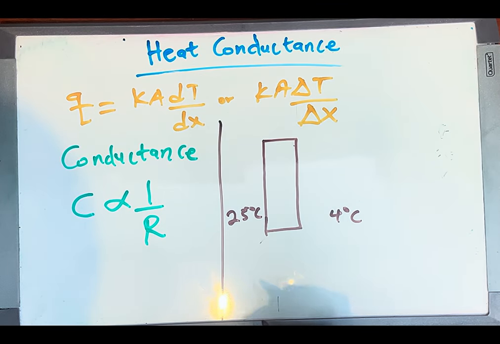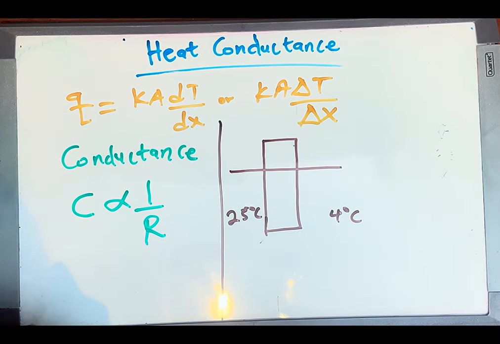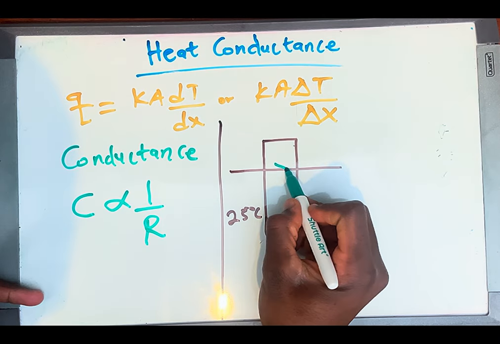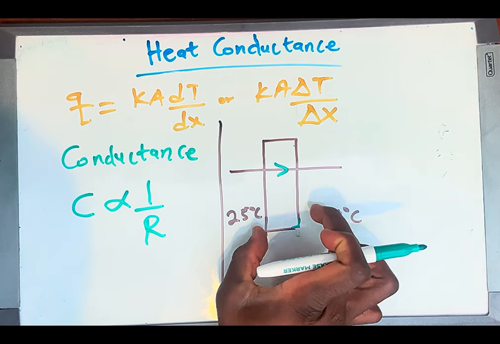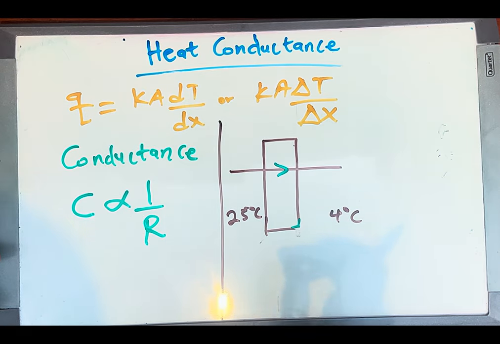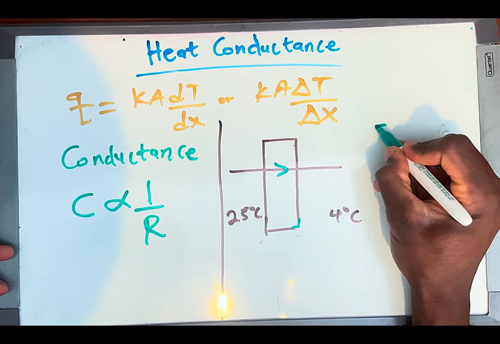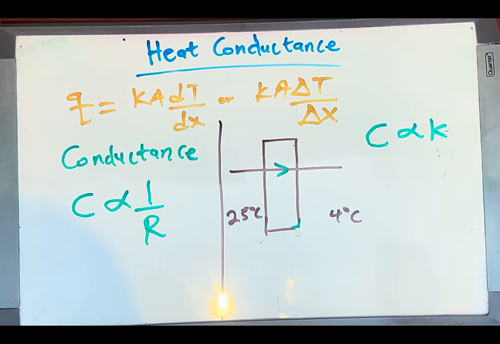Under normal circumstances, heat flows spontaneously from the region of higher temperature to the region of low temperature. This is what happens. And we know that conductance is the inherent property of the material to conduct heat through it. So there are three things that determine whether a material will have good conductance or not. The first one is the thermal conductivity of the material, K. Thermal conductivity is a constant.